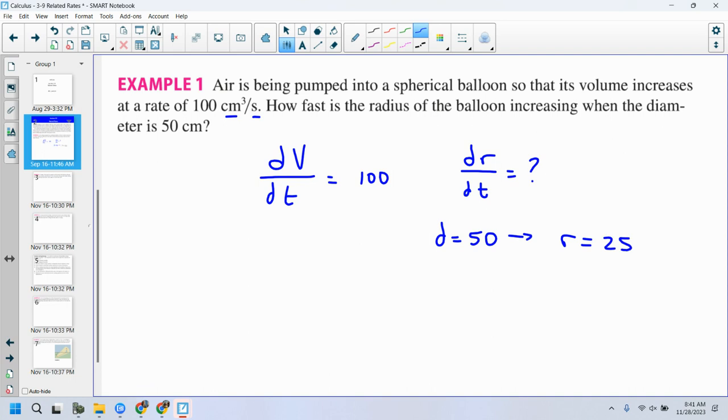I'm told what the radius is. I want to know, when the radius is 25, how fast is that radius actually increasing? That's what we're looking to find here. The hard part is that we need to find some equation that links these two rates together, which is the title of the section, related rates. I have two different rates happening, and they are related in some way. So let's figure out an equation that ties them together. Well, if I've got volume and radius, don't I have a volume formula that has a radius in it? The volume of any sphere is 4/3 pi r cubed.